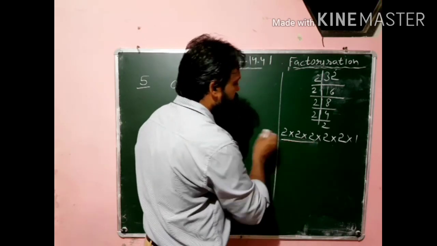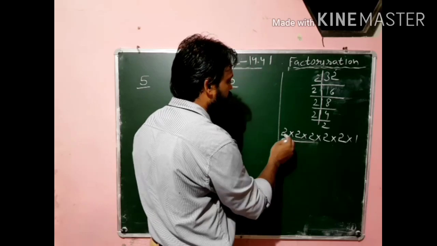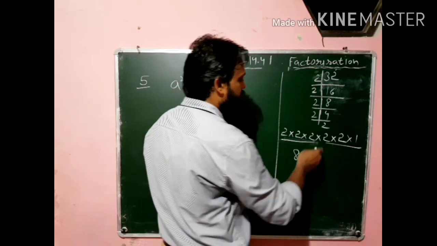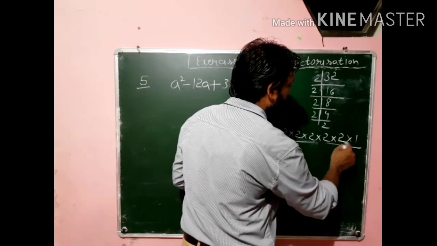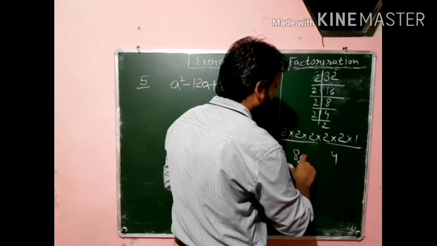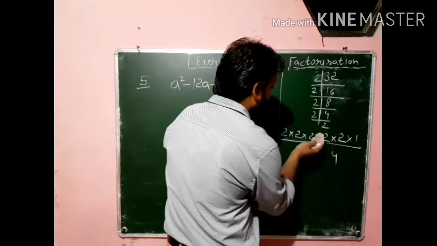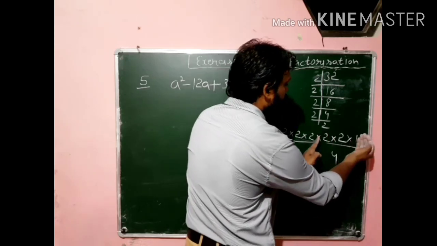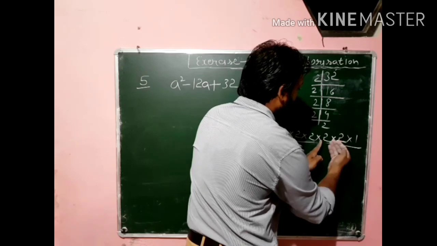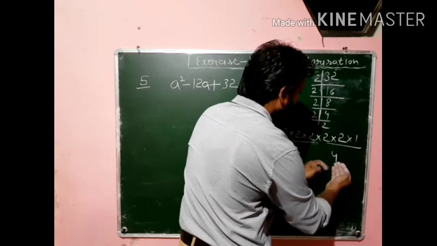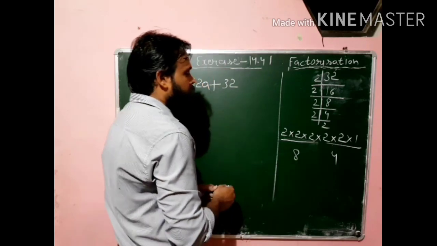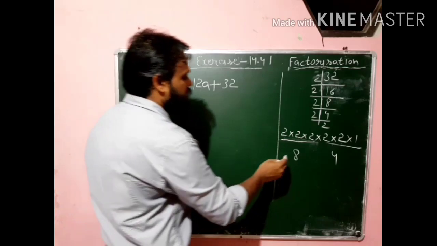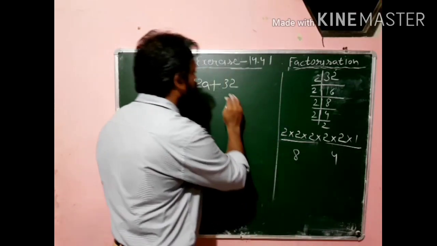Okay, if we take these 3 values in the first group, 2 into 2 into 2 becomes 8. And these 3 values in the second group, 2 into 2 is 4, 4 ones are 4. So by multiplying the first 3 factors in the first group we got 8, and by multiplying these 3 factors in the second group we got the second term 4. So these 2 values now satisfy the condition. Why? Because 8 plus 4 is 12 here, and the multiplication of 8 into 4 is 32 here.